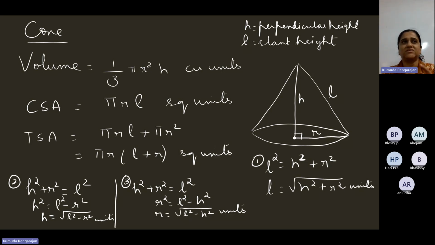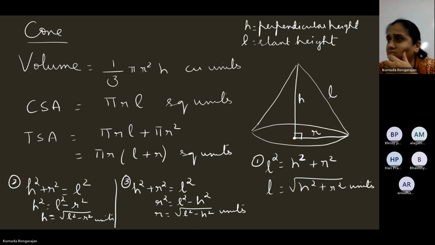Pi r L is the CSA and the base is circular, so pi r square. Pi r L plus pi r square. If you take out pi r common, in the bracket you get L plus r. So the formula is pi r into (L plus r) square units, to find the TSA of a cone. And you can see the relationship between the three, Pythagoras theorem. L is like the hypotenuse, H is the perpendicular height, r is the radius. L square is equal to H square plus r square.